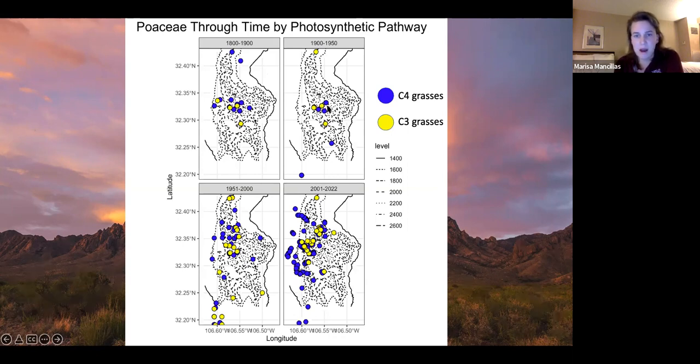And we see the same pattern, and then the pattern becomes stronger as we go through time. In the most recent one, we can see it really emerging that all these C4 grasses are collected a lot more in lower elevations where it's hotter. And the C3 grasses are in these microclimates or really high elevation spots.